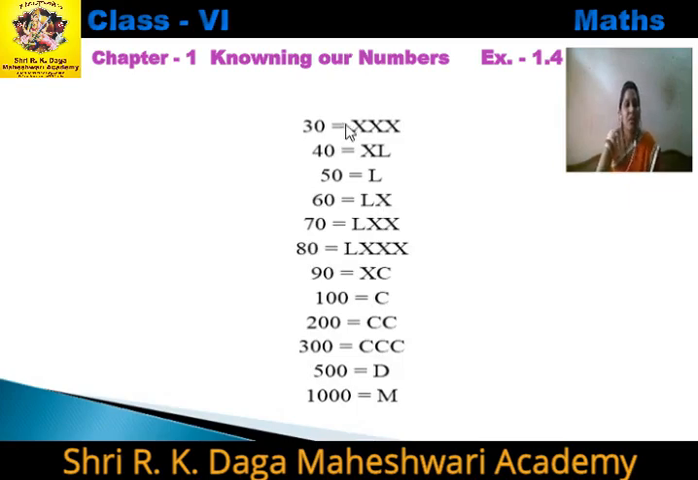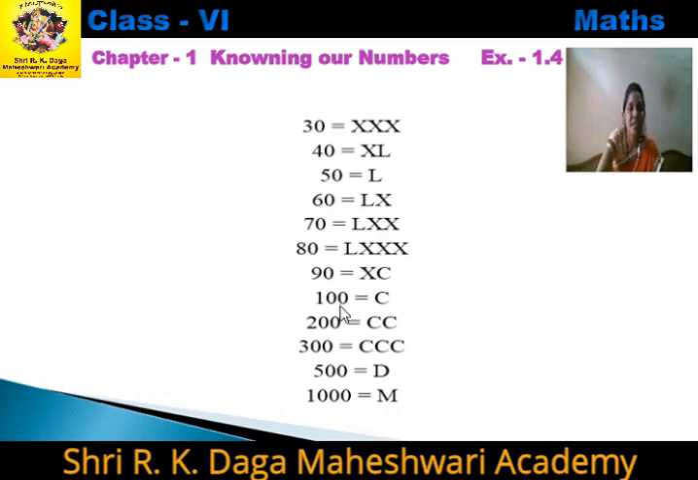Now 30 can be represented by triple X, 40 by XL, 50 can be represented by L, 60 LX, 70 L double X, because 50 plus 10, that is 60, so LX, 50 plus 20, so L double X, 50 plus 30, that is 80, so L triple X.